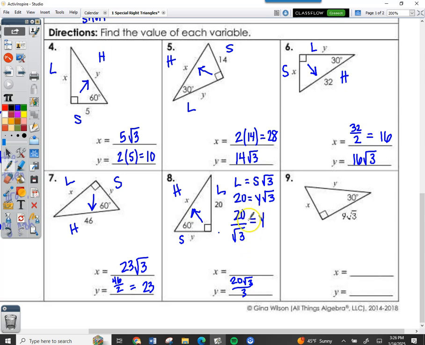You have to multiply by root 3 over root 3, and it won't clean up, so you would leave it as is. And then now to double it to get the hypotenuse, the only thing you can double is the 20. You don't double both of them, the 20 and the 3. Don't do that. So it'd be 40 root 3 over 3.